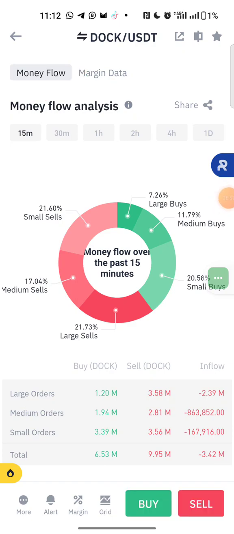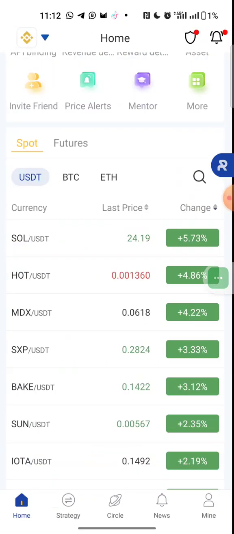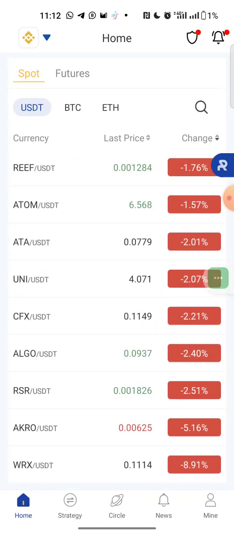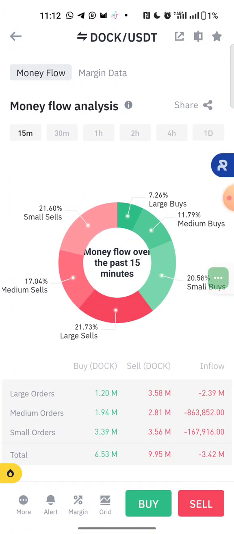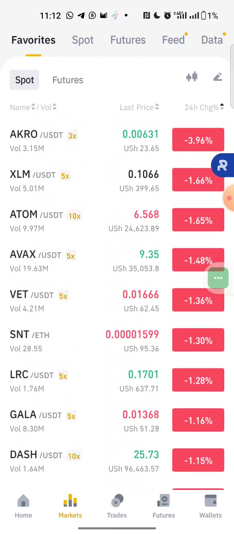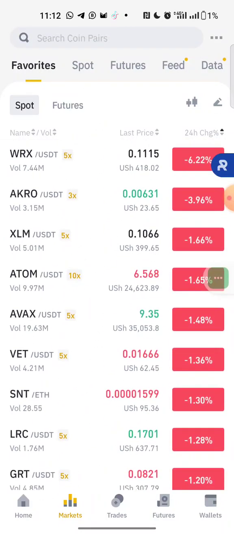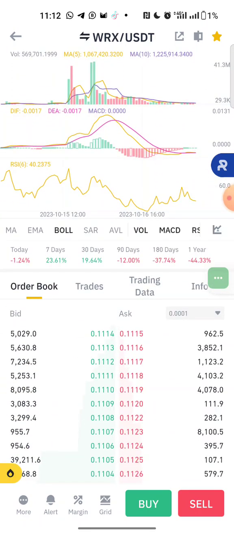For example, let me come back here in Royalq. I want to trade a coin, but I want to see who is dominating the market at this particular time. For example, WRX. So let us check WRX. Remember, we have already created our percentage list of those that are doing well and those that are doing poorly. So WRX will just lead the race. Okay, so we want to come on trading data.